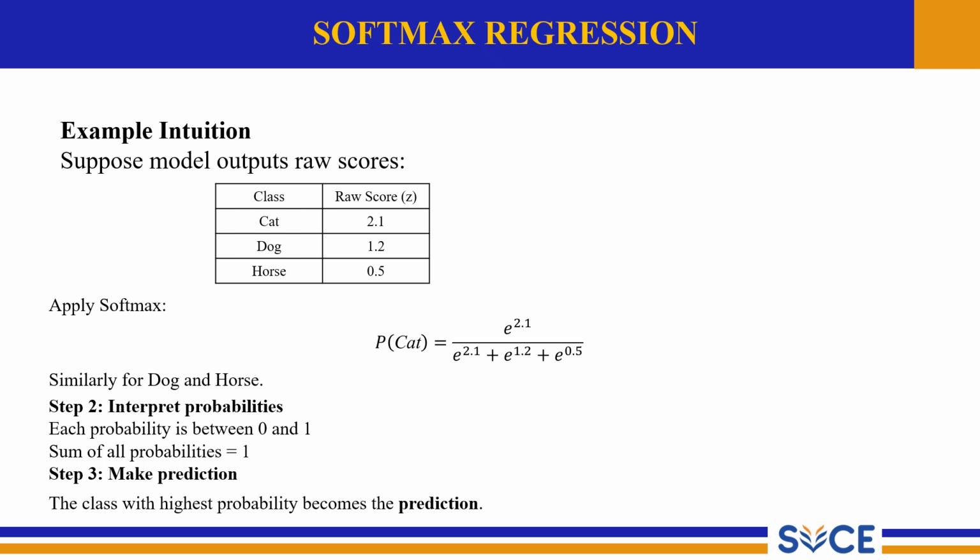The next step is interpreting the probabilities. Each probability is between 0 and 1, and the sum of all probabilities equals 1. Step 3 is to make the prediction. The class with the highest probability becomes the model's predicted class.